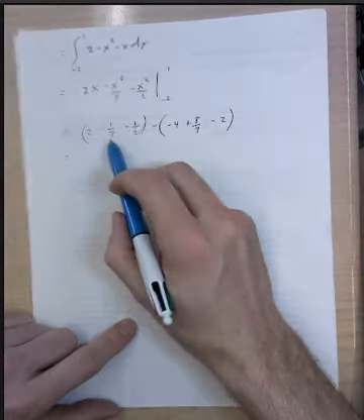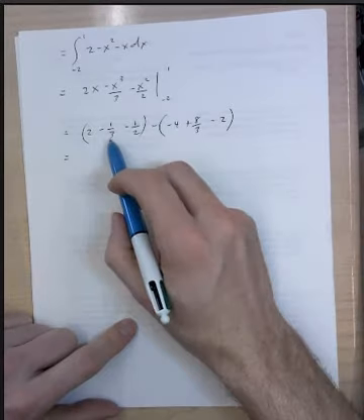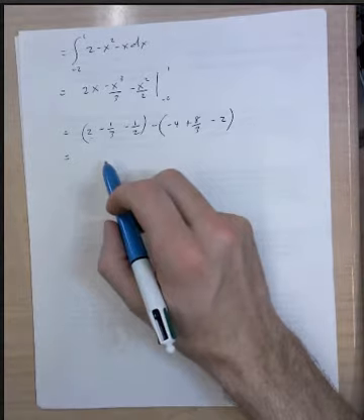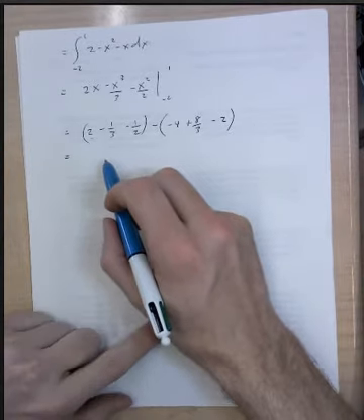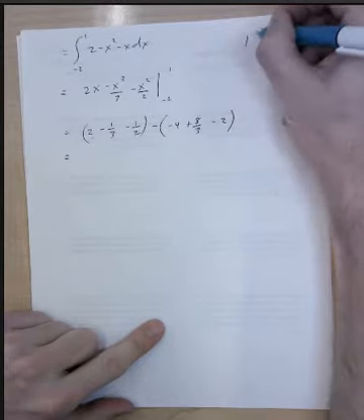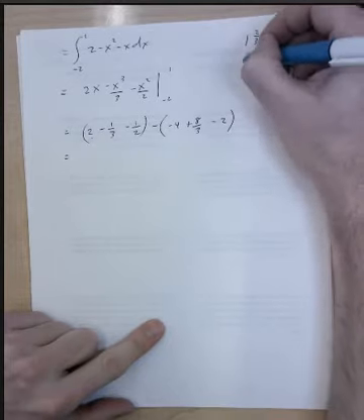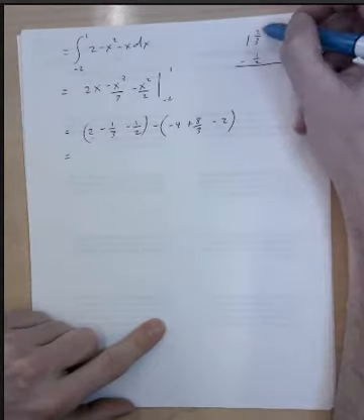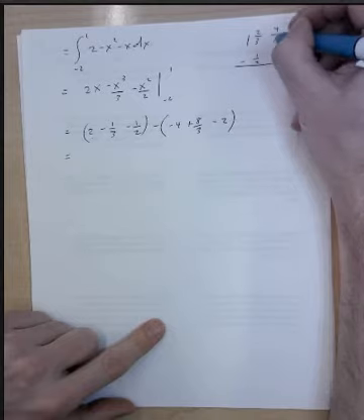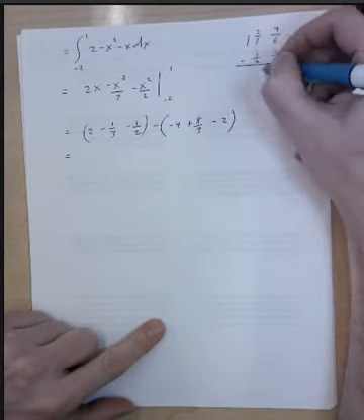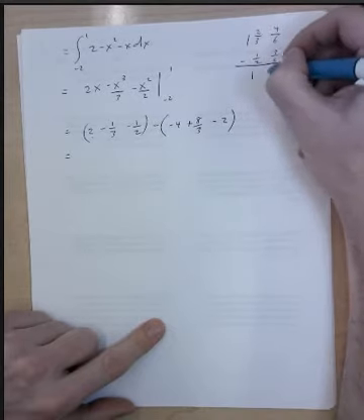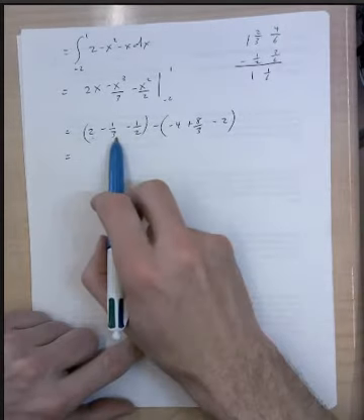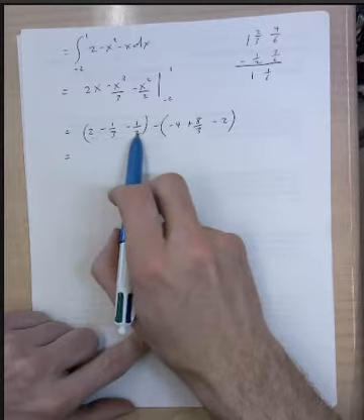So 2 minus 1/3 is going to be 1 2/3, minus a half. So we have 1 2/3 minus 1/2. So 2/3 minus a half, we need some sixths here. So we get 4/6, 3/6, 1/6. So we get 1 1/6. So 2 minus a third is 1 2/3, minus a half is 1 1/6.